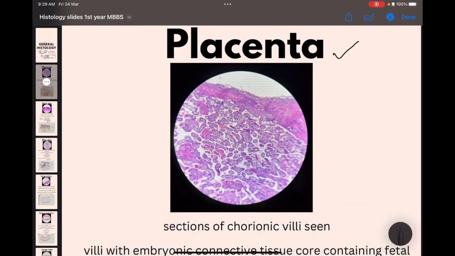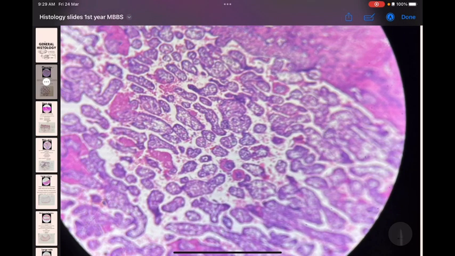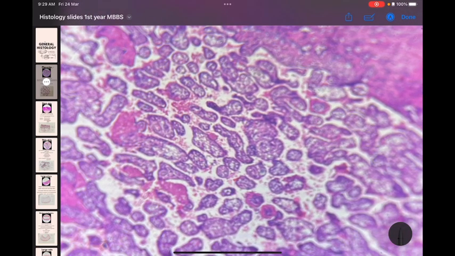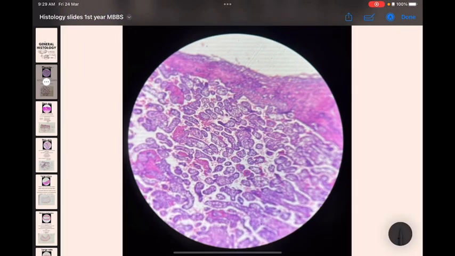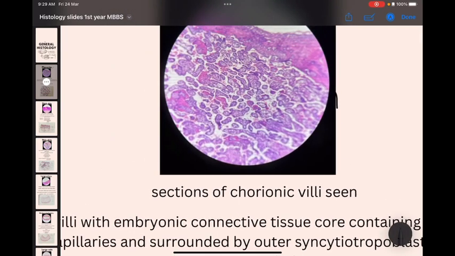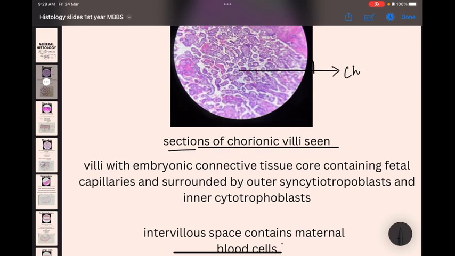The first slide, placenta. Coming to the slide, the microscopic view is somewhat like this. Have a look at it. If you see this type of image in the microscope, this is placenta. So basically this contains chorionic villi sections. I mean the sections of chorionic villi are seen here, and these villi contain embryonic connective tissue.